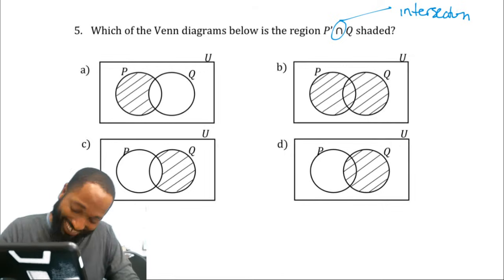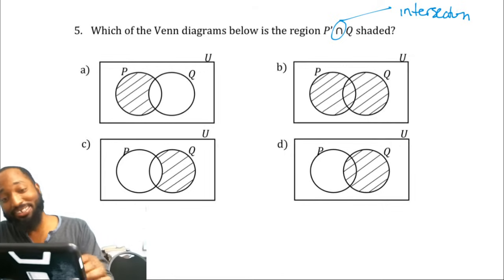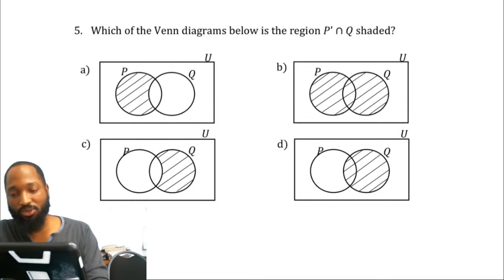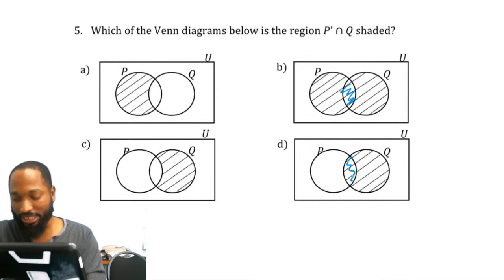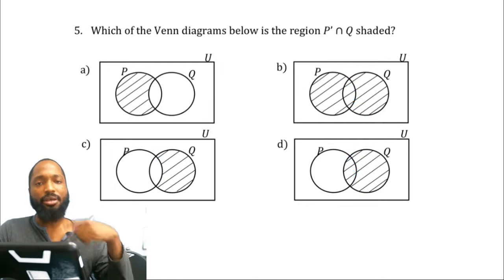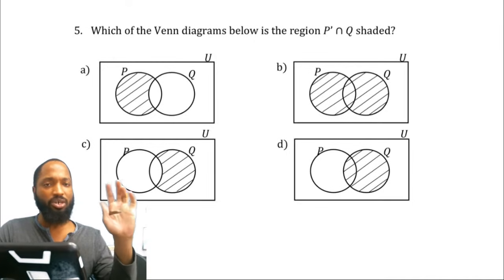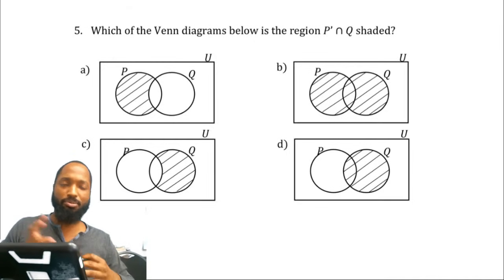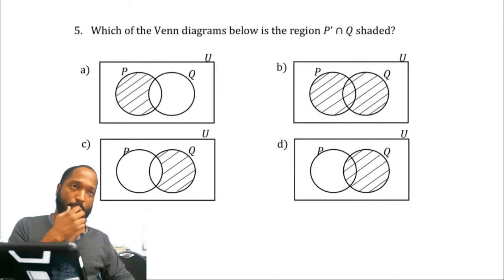Alright, so this is intersection. When you think intersection, my mind immediately goes to this little centerpiece here. But they will try to trick you with that, because when you think intersection, you think the centerpiece all the time. Intersection just means where the two of them overlap.